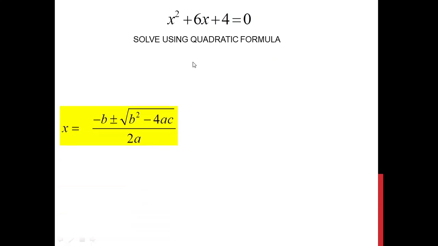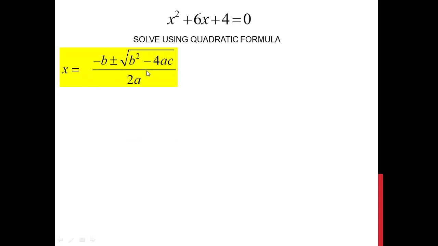Now for the quadratic formula, all you need to remember is this one. You have x is equal to minus b plus and minus the square root of b squared minus 4ac, over 2a. Now in order for us to solve this one, we need the values of a, b, and c in our quadratic equation. So we have a is equal to 1, b is equal to positive 6, and c is equal to positive 4. Now let's substitute the values of a, b, and c into our quadratic formula.